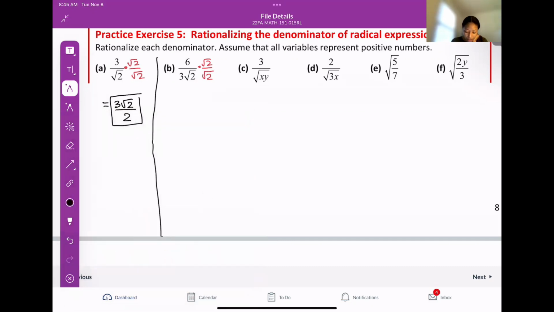In the numerator, 6 times the square root of 2 can't be simplified anymore. And then in the denominator, we'll get 3 times the square root of 2 times the square root of 2, which is 2. So 6 root 2 over 6 just simplifies to the square root of 2.